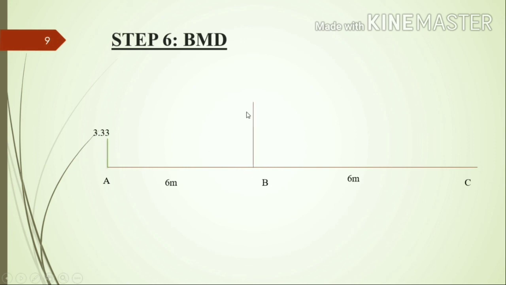Then at the joint B, there is 100 kilonewton meter, MBA is equal to 100 kilonewton meter. By considering the joint B, we get 100 kilonewton meter on the top portion. Next, at joint C, there is no moment, that is, we get the value of moment MCB equal to 0. Then join all these moments, that is the end span moment diagram.